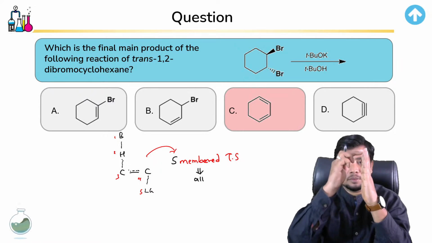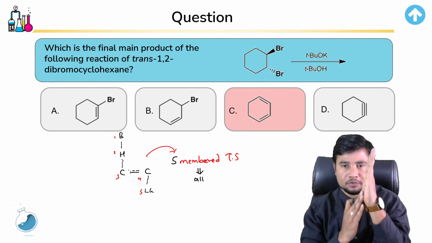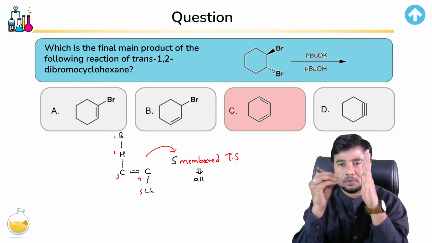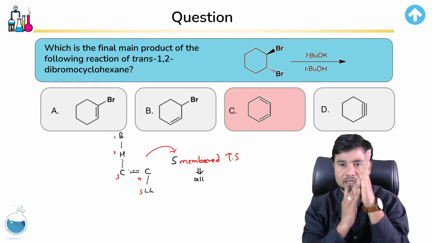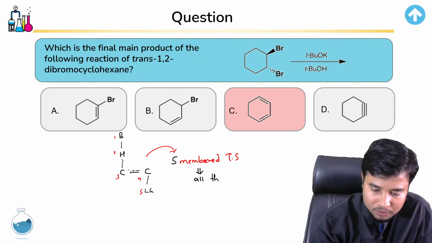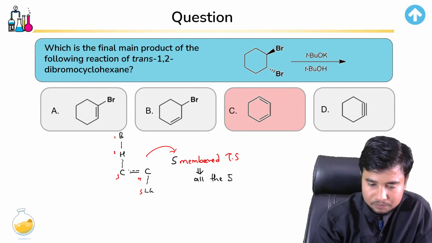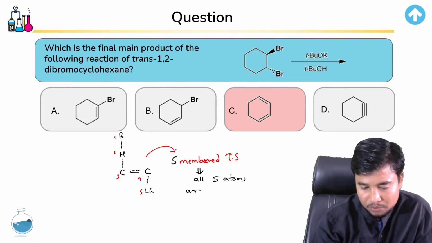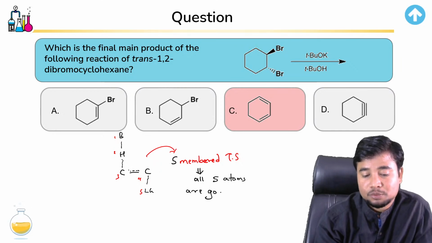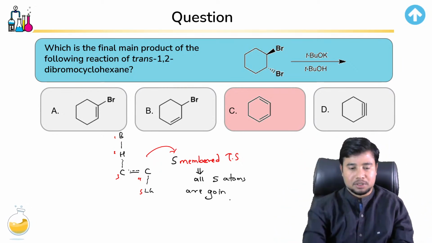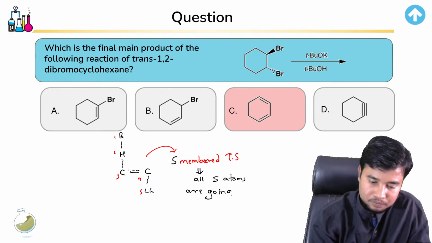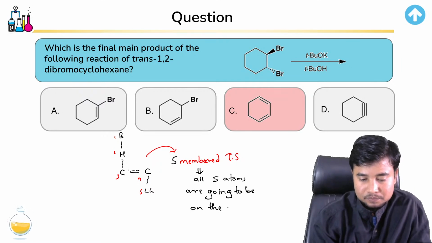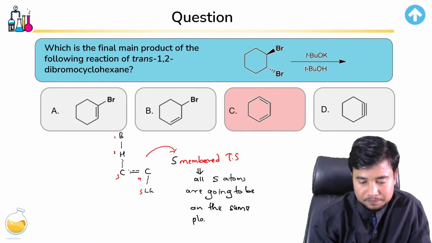If you keep one of them over here, all of them would lie on the palm of my hand. Okay, and if I keep it like this, all of them would lie over here. So it isn't going to come over here or here. It is only going to be over the plane. Okay, so all 5 atoms are going to be on the same plane. For that reason, they have to be exactly opposite. They have to be anti from each other. Only then are they going to be on the same plane. That's a very important thing to understand.